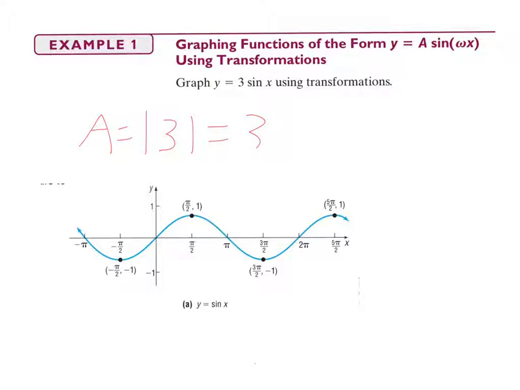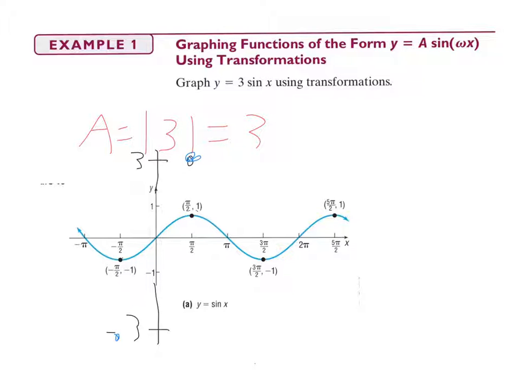Graph y equals 3 sine of x using transformations. The amplitude is equal to the absolute value of the number in front, which is 3. So that means it's stretched by a factor of 3. Instead of being contained between -1 and 1, it would be contained between -3 and +3. If you look at the graph of the normal sine function, it goes between -1 and +1, so the points where it's -1 would now be located up here at 3.